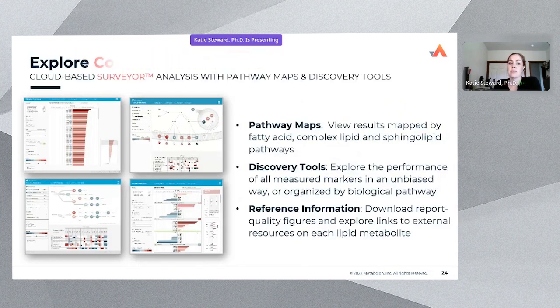Coming along with the complex lipid panel is access to our online portal for Surveyor, where you're able to look at some pathway maps and look at some different statistics and change how you're analyzing your data for that lipid panel, with some nice reference information as well.